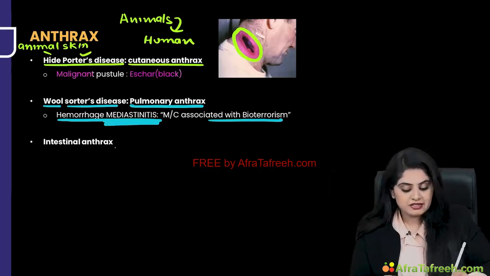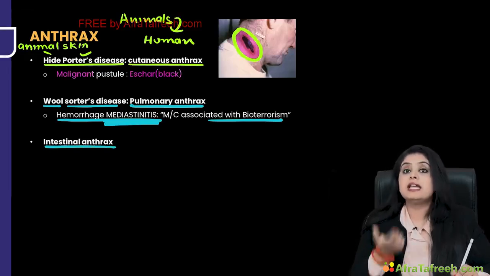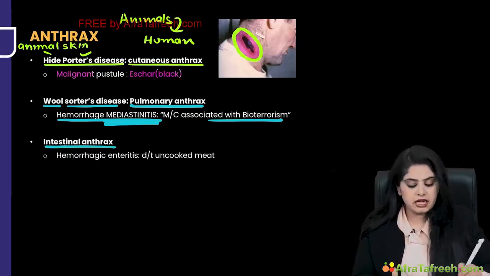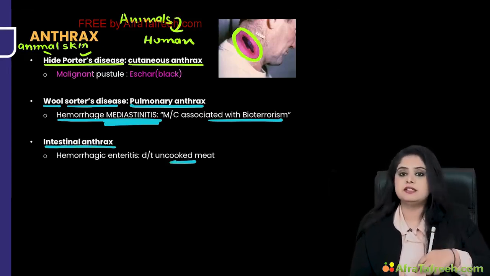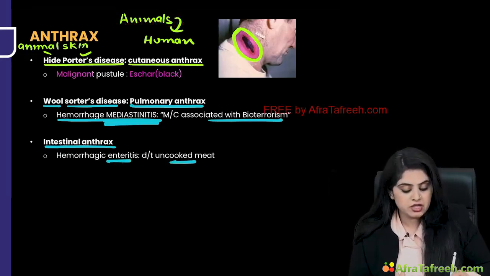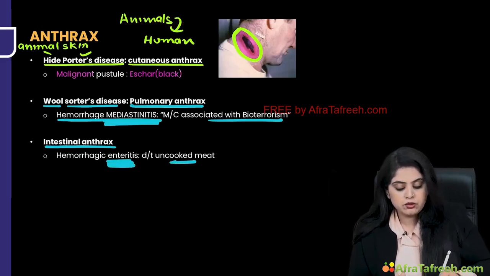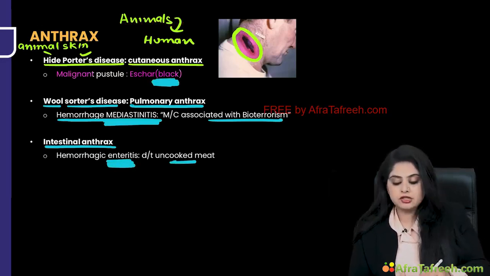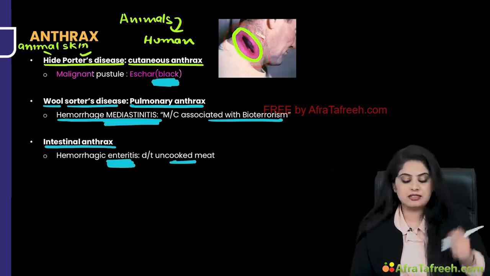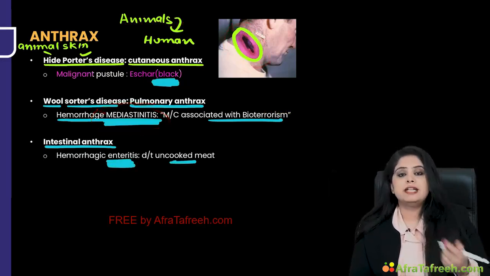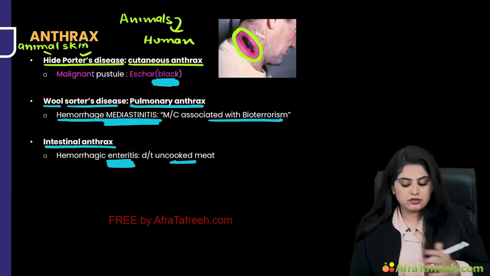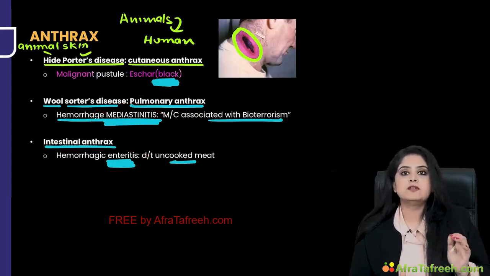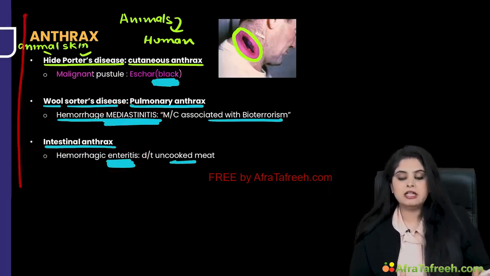Okay, coming to the next, intestinal anthrax. This is obviously by eating something. So if someone ends up eating undercooked meat, it will go to the GIT, meaning there is intestinal anthrax. What in the intestine? Hemorrhagic enteritis. So overall you realize everything is hemorrhagic. In the skin, hemorrhagic black color, pulmonary hemorrhagic mediastinitis, GIT hemorrhagic enteritis. So yes, wherever there is a disease, the word hemorrhagic will definitely come up over here.